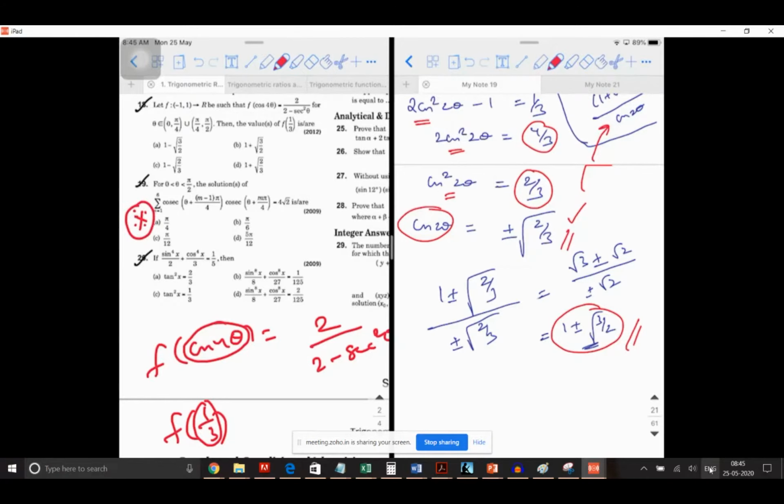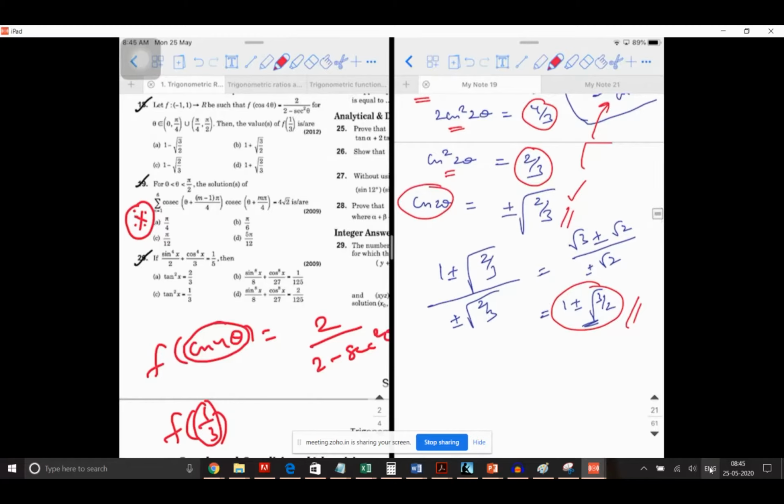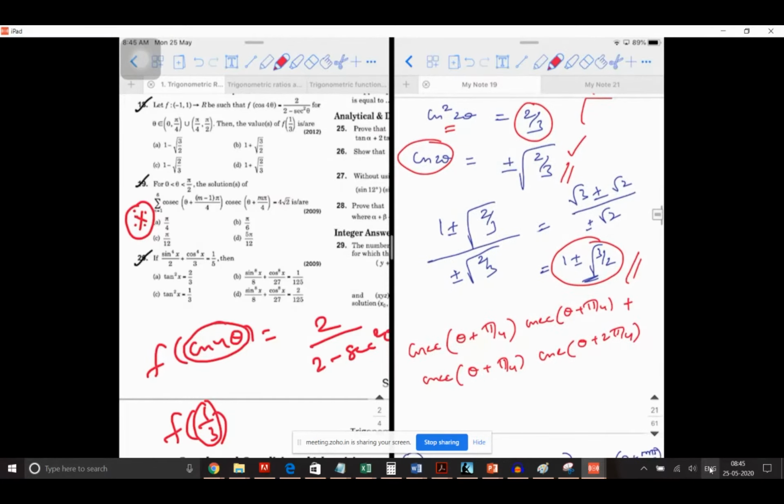Initially, I'll tell you the mistake I made. I couldn't proceed with that. When I substituted m is equal to 1 and started proceeding, you get cosecant theta plus pi by 4 into cosecant theta plus pi by 4. Plus what will you get again? When you substitute m is equal to 2, you get cosecant theta plus pi by 4 cosecant theta plus 2 pi by 4. Now when you substitute m is equal to 3, you get cosecant theta plus 2 pi by 4 cosecant theta plus 3 pi by 4. It keeps on going like this.